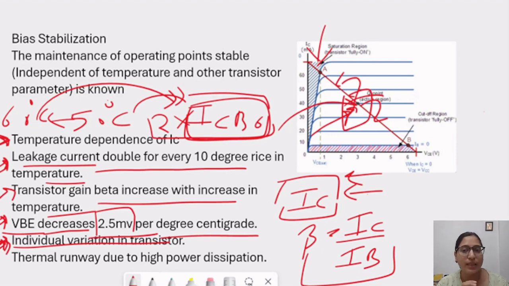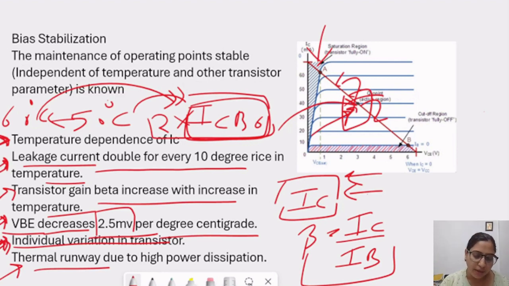Here is the need for bias stabilization. Now the last one is thermal runaway. What is thermal runaway? Thermal runaway is a condition where the temperature increases, the power dissipation of the particular device is at maximum level, and the device stops working due to the high temperature at the particular operating voltages. So this is the condition of thermal runaway due to the high power dissipation.